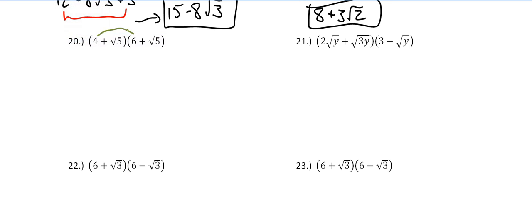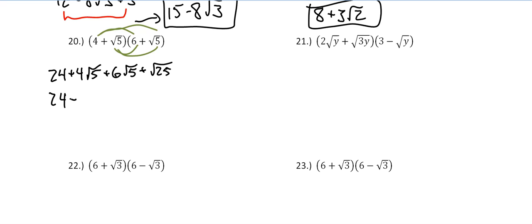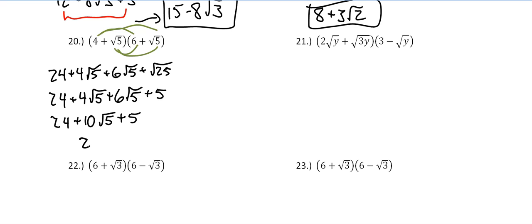This one, same kind of thing. Lots of practice here. We haven't done some of these in a while. So I'm going to distribute each of those. As I distribute the 4, outside times outside, inside times inside, that's a 24 plus 4 root 5. And then I distribute the root 5. That's a plus 6 root 5. And then a plus square root of 25. Again, that's the case where I have inside times inside. And now I simplify. And now I have some like radical terms that I can combine. And then I can combine those terms on the outside as well.